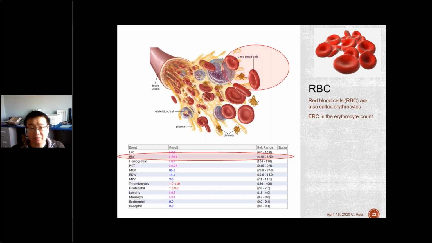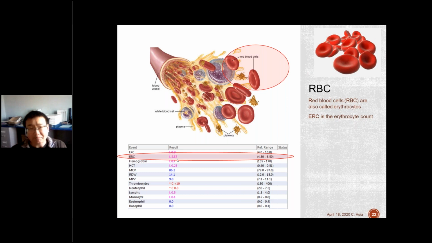This unit here is actually 4.5 to 6.5 times 10 to the 12th power per liter. That means that there's actually 4.5 to 6.5 trillion red blood cells per liter of blood. These are by far the most numerous cells in our body. Okay. So you also have to have a look at the units, which were not included in this reference range, but that is also important to know as well. So it's not that you have 2.87 red blood cells. This is actually 2.87 trillion red blood cells per liter of blood. And typically our bodies have about 5 liters of blood on average.